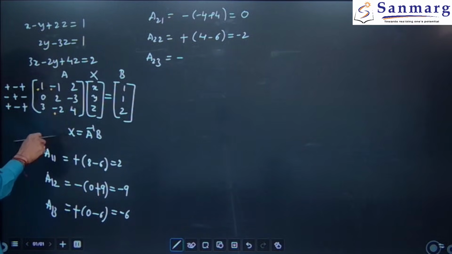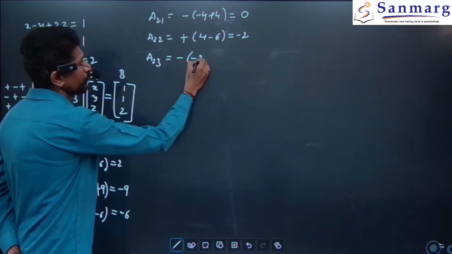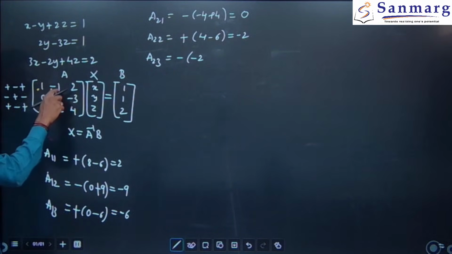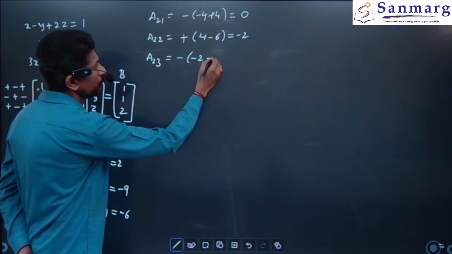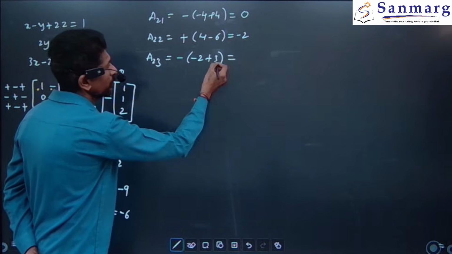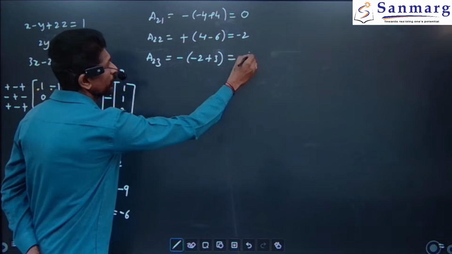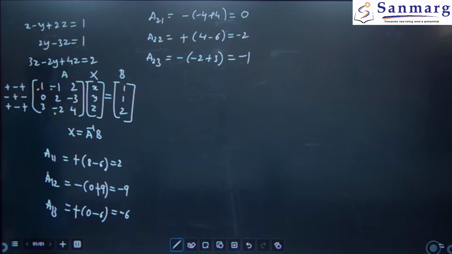Second row third column element. 1 into minus 2 is minus 2 here. Next, 3 into minus 1 is minus 3. Minus of minus is plus 3 now. Automatically the answer is 3 minus 2 is 1. 1 into minus is minus 1 itself. That is the second row cofactors now.